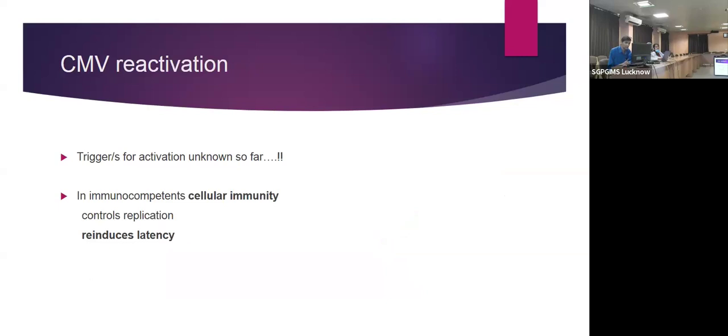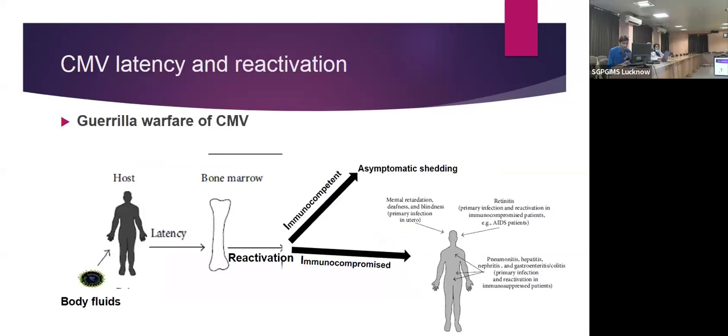What triggers the activation is not known. In the immunocompetent, it is cellular immunity that controls the viral replication and induces latency. And this is the summary of what I have told. The immunocompetent host is infected, latency is induced, and the virus is kept in the CD34 progenitor cells in the bone marrow.